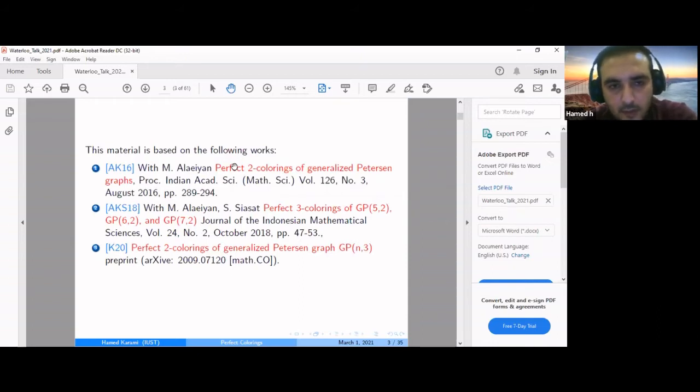The first one is a joint work with Mehdi Alayan about perfect two colorings of generalized Petersen graph, actually GP(n,2). The second one is a joint work with Mehdi and Sajjad Siyasat about perfect three colorings of GP(5,2), GP(6,2), and GP(7,2). And the last one is about perfect two colorings. I call the first one AK16, the second one AKS18, and the third one K20.